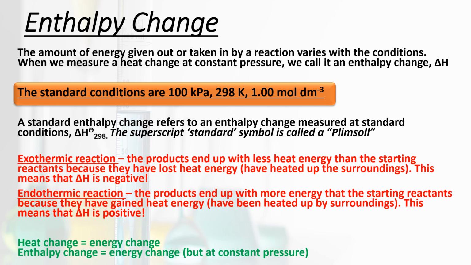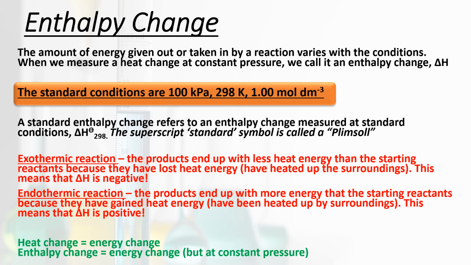Whereas the system, the actual chemical entities, have gained energy. So in an endothermic reaction, the products have more energy than the starting reactants, and it means that delta H, the enthalpy change, is positive. And the final thing to say is just not to get confused by all these different terms.